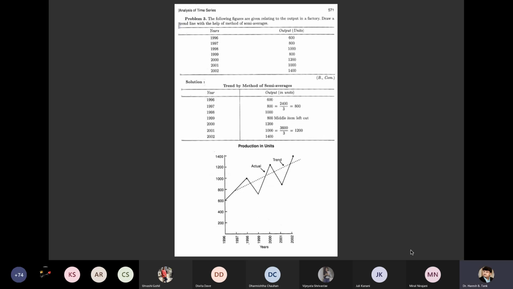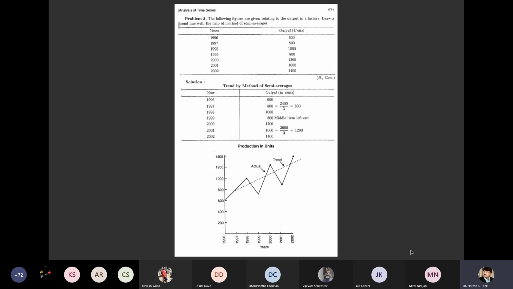Semi-average method, here the number of entities given to you is 7. Years 1996, 97, 98, 99, 2000, 2001, 2002. The total number of entities given to you is 7, which is not an even number. Since it is not an even number, naturally an elimination process is to be done in this case. The nearest value which is even is 6. So you have to make a bunch of 3.